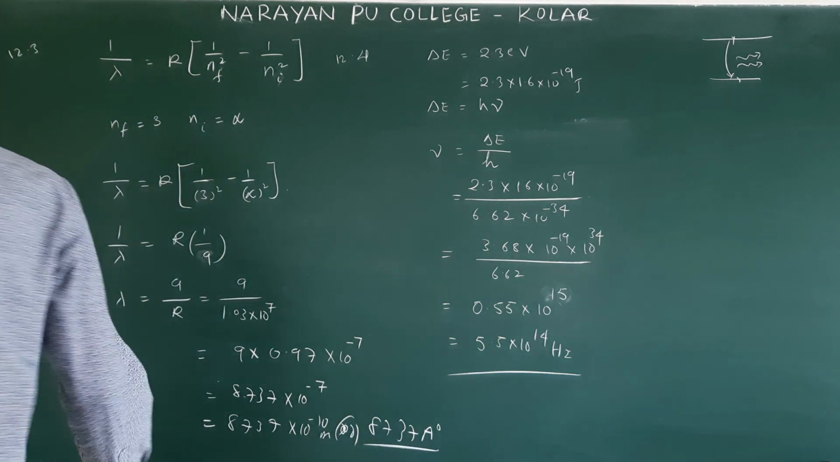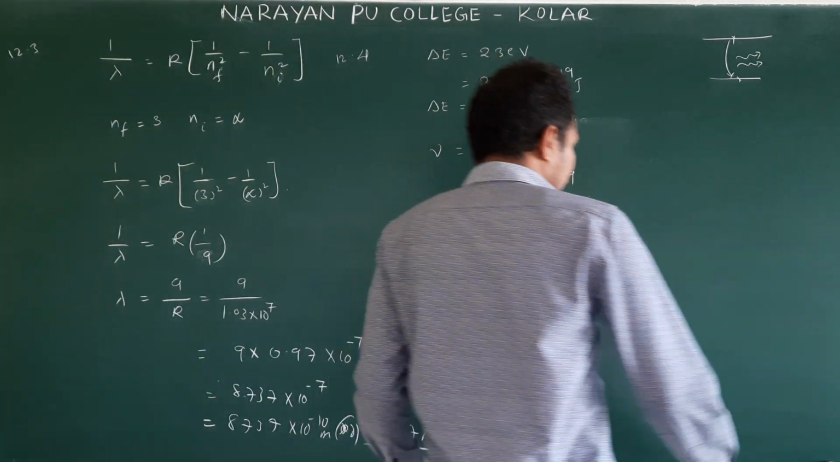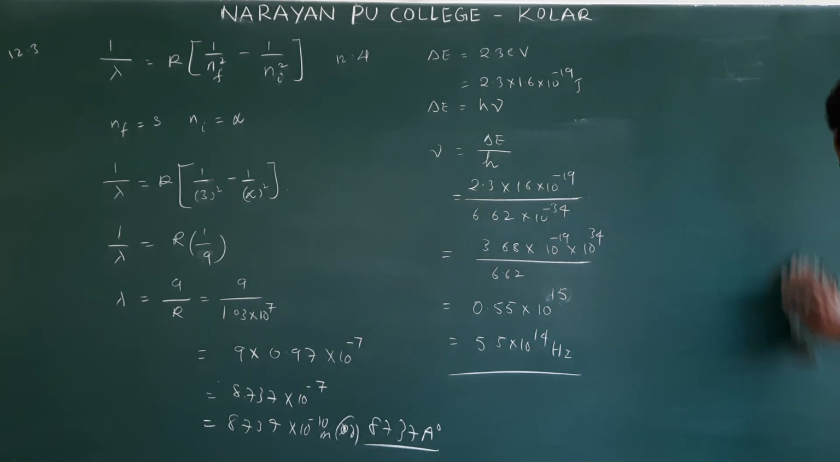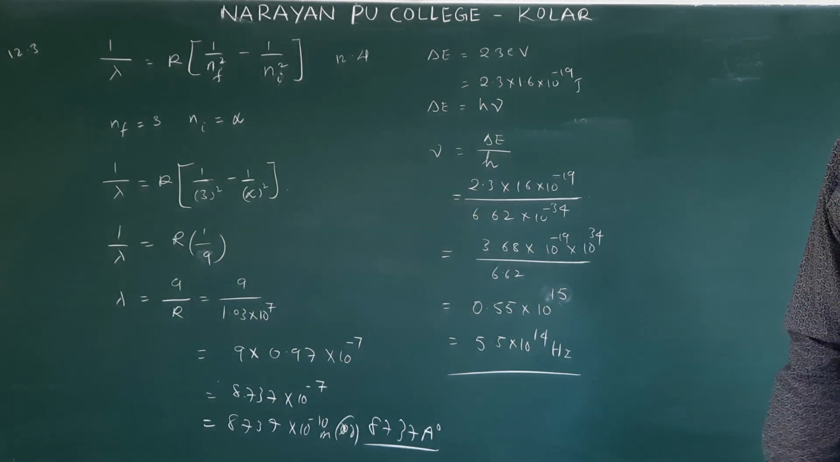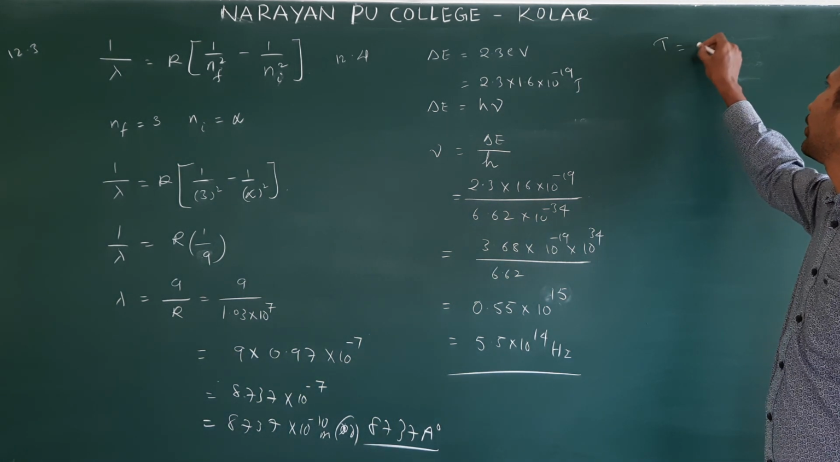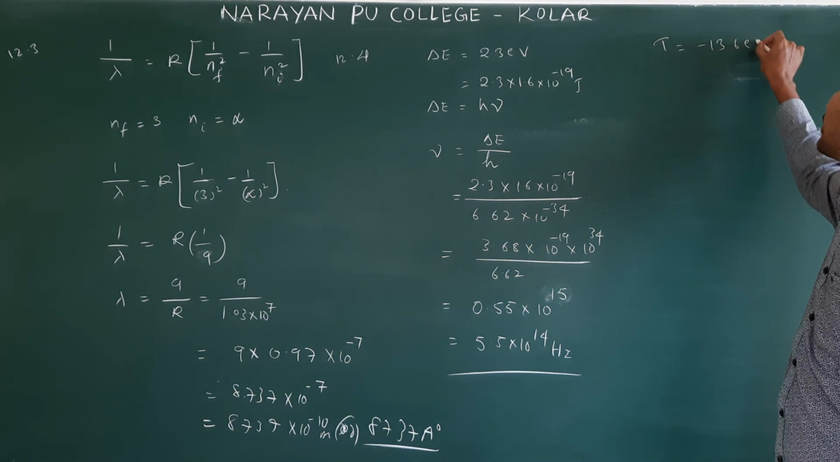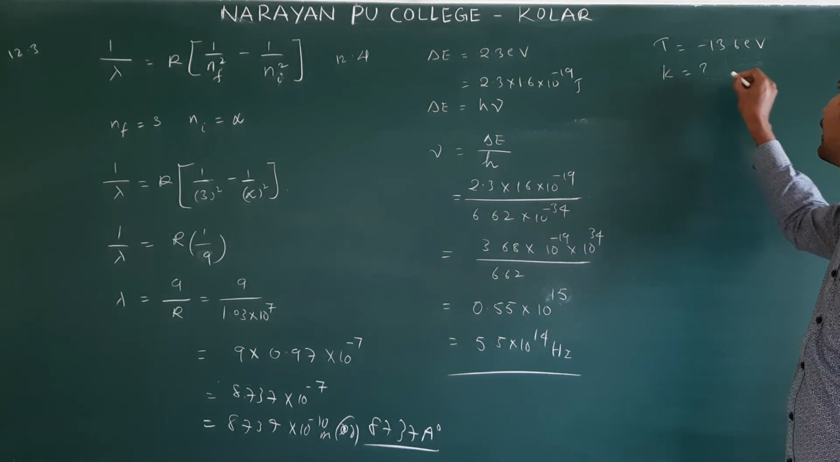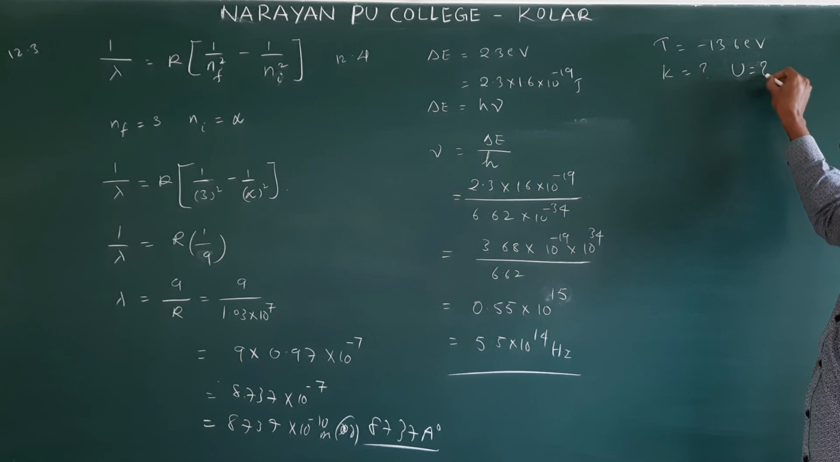So they are asking kinetic energy and potential energy. They have given total energy actually. Ground state energy is given, means total energy, and they are asking what are the kinetic energy and potential energy. So total energy T they have given as minus 13.6 eV.